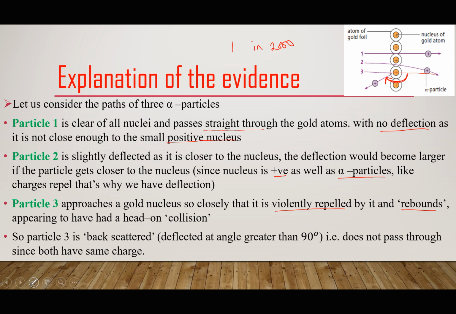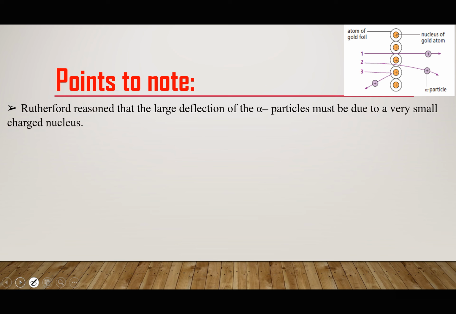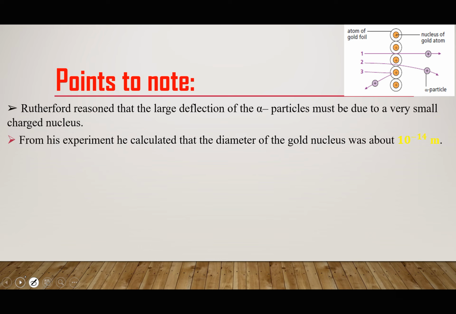So what should we note from Rutherford's model? Number one, Rutherford reasoned that the large deflection of the alpha particles must be due to a very small charged nucleus. So that large deflection of the alpha particle in position 3 is due to the very small charged nucleus. And we agree that the nucleus should have the same charge as the alpha particle so that the deflection can be explained by the repulsive force.